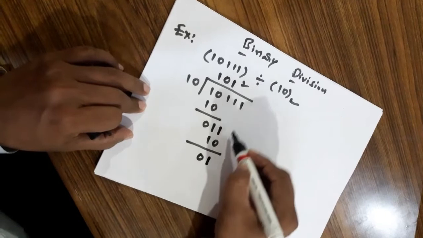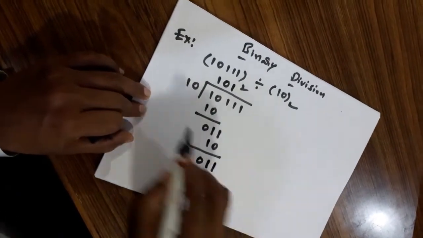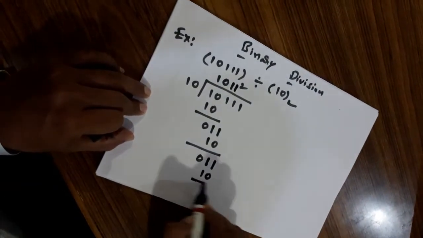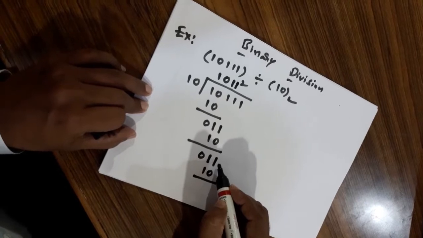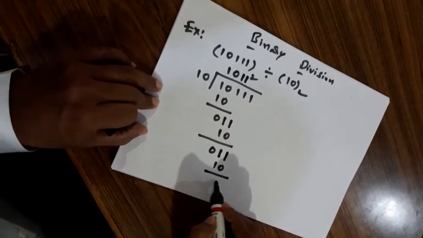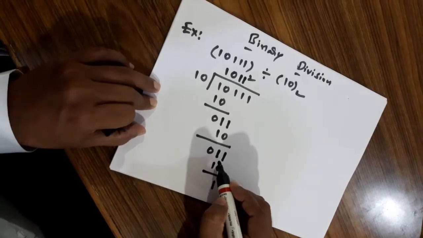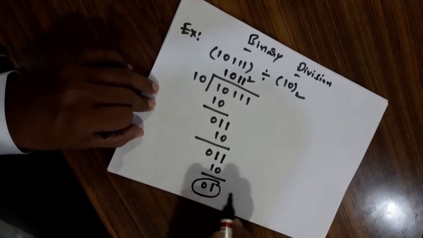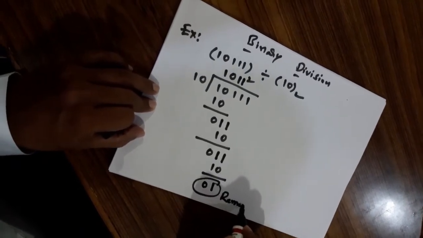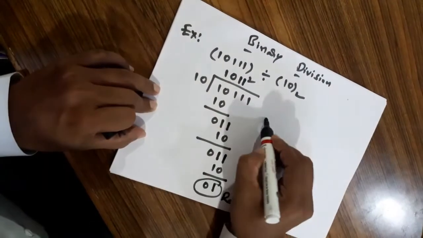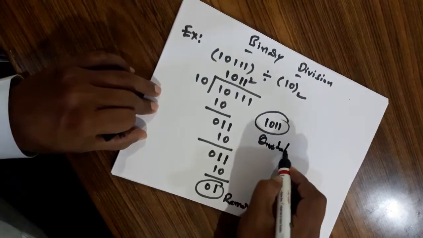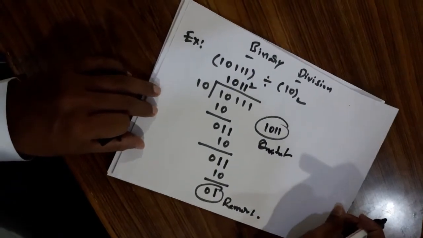Now you add this one here. Okay, 10 1s are 10. So subtraction you do, 1 minus 0 means 1. Here 1 minus 1 means 0. So see, this is the remainder, and this 1011 is the quotient. Okay, similarly I will take one more example here.